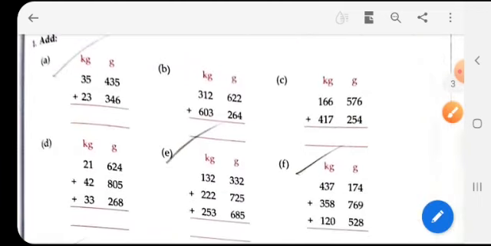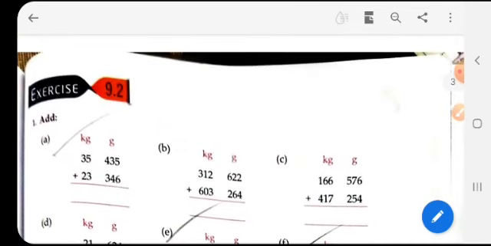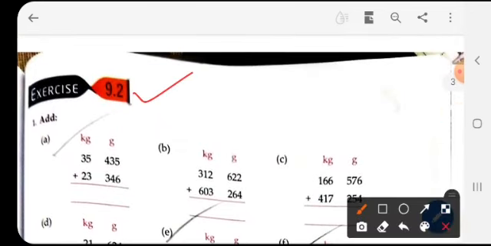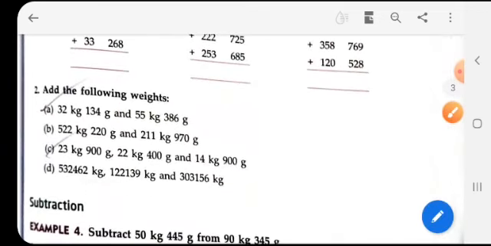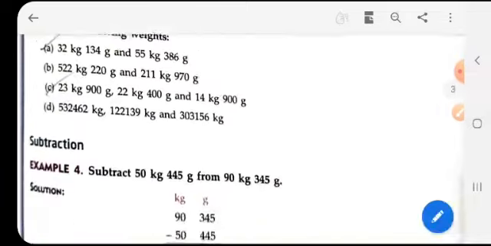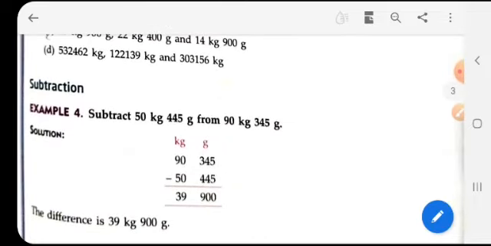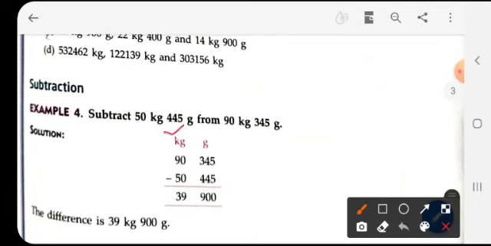So do these addition sums in exercise 9.2. All these addition sums should be done. Here something more is given. Add the following weights and do it the same way as I have just explained it. Now we go to the subtraction sum. In the same way as we have done the addition sums, we will do the subtraction sums by putting the numbers according to the units.